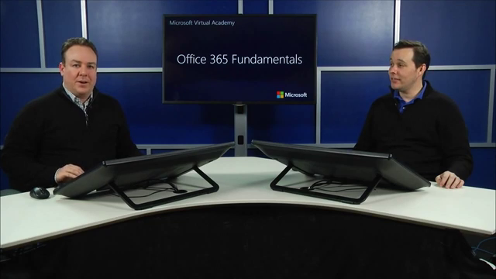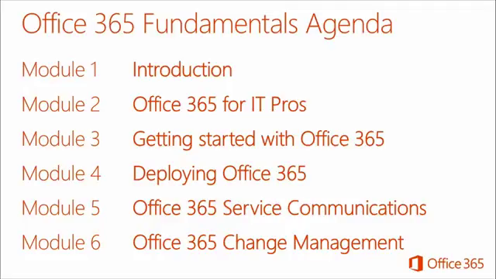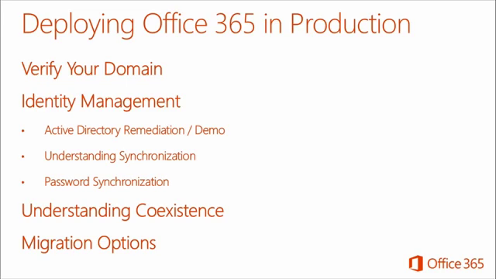We are going to get started on the next module, which is deploying Office 365 into production. We're going to walk through some of the techniques you use through the Fast Track methodology, step 2, which moves you from on-premises to online in a step-by-step way. Yep. I'm on the fundamentals agenda there, and here's what we're going to talk about within this module. We're going to verify your domain, identity management, go through a ton of that, and then understanding coexistence, all the way down to some migration options.